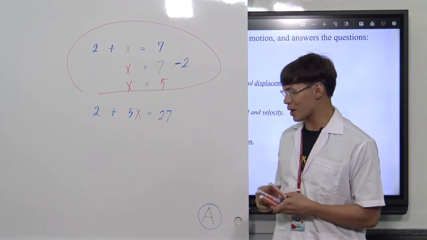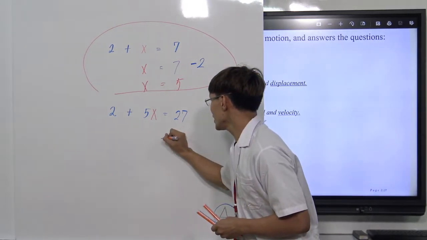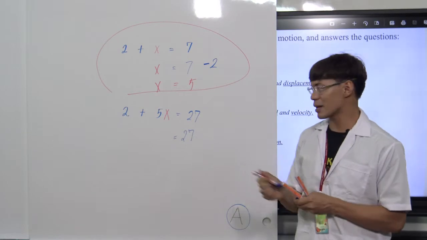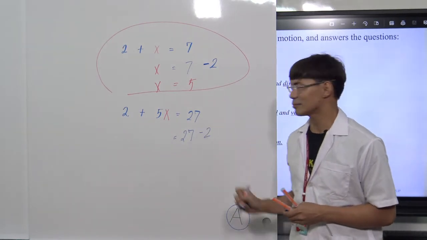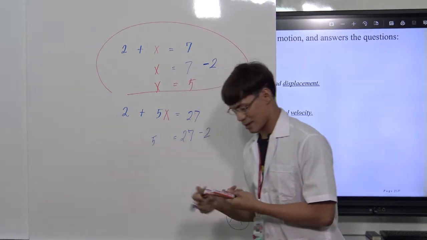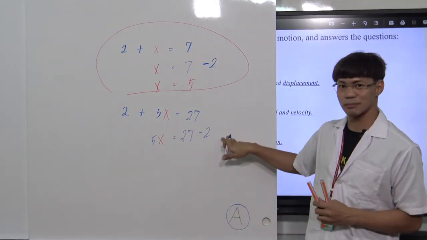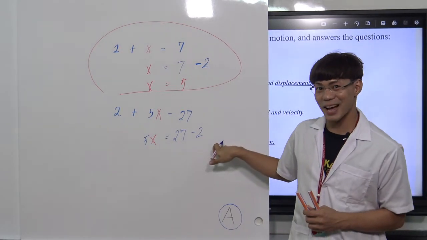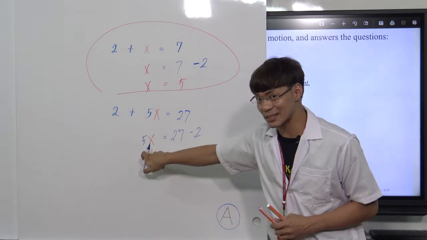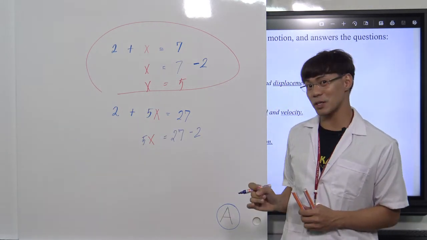Let's rewrite the equation. So we have 2 plus 5x equals 27. We move plus 2. It becomes minus 2. So what is left in the equation now? We have only 5x. This is your second equation. Are we done with this? I don't think so. We need to find the value of x, and only x should be left on one side of the equation. So what else should we do?